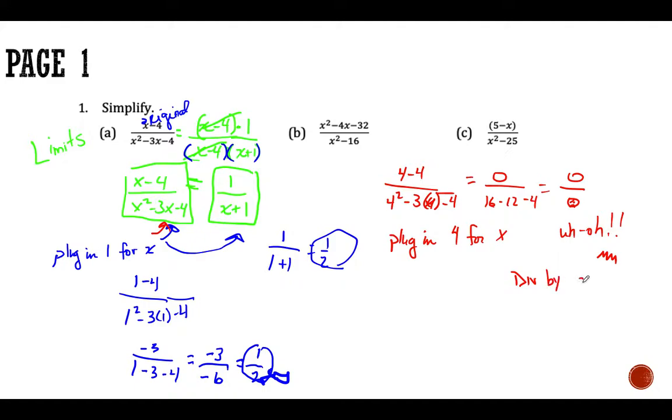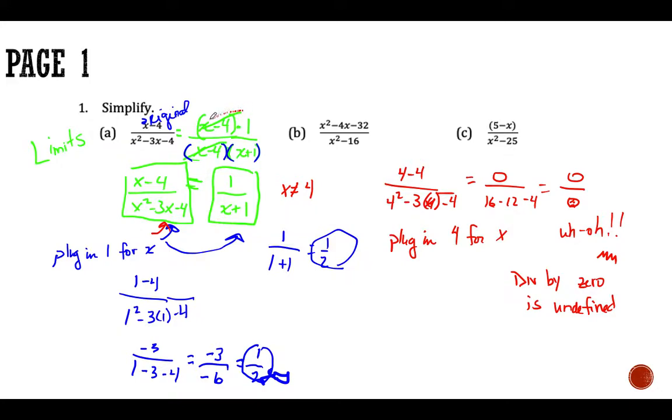0 in a denominator. Division by 0 is undefined. Always, everywhere, no matter what. Division by 0 is undefined. So, I am going to say to this original problem, from the beginning, x is not allowed to be 4.